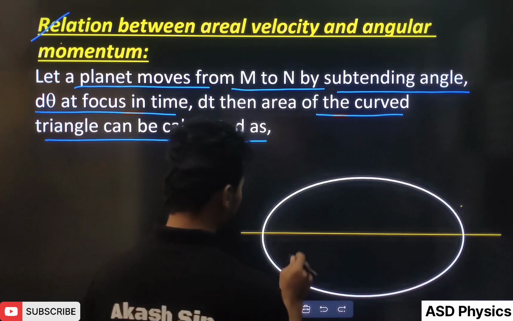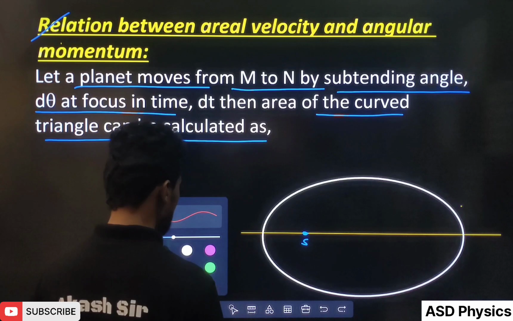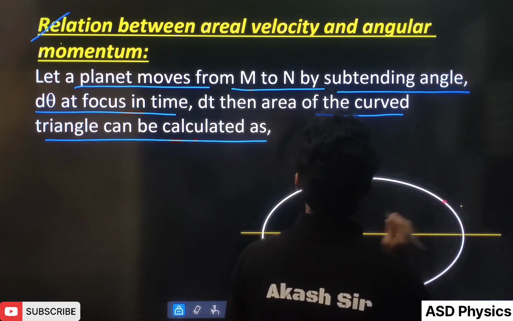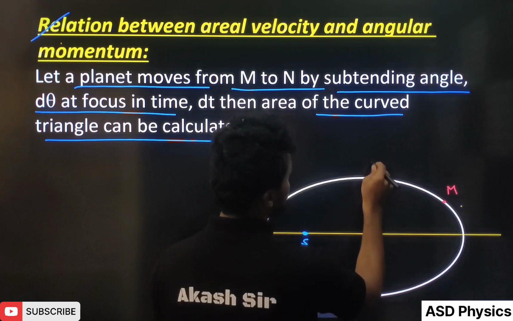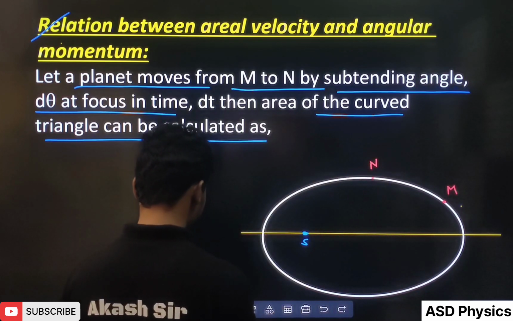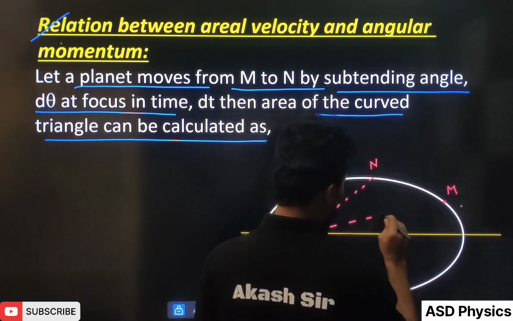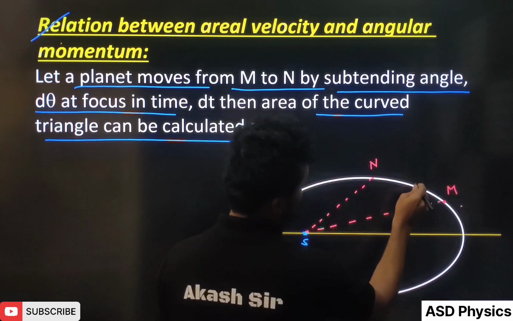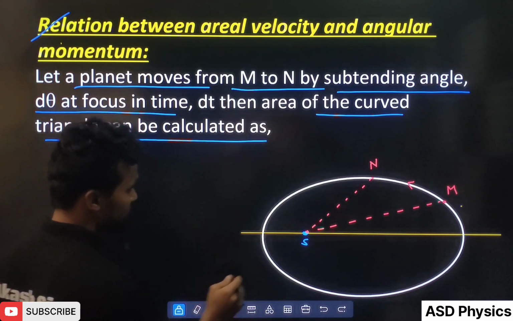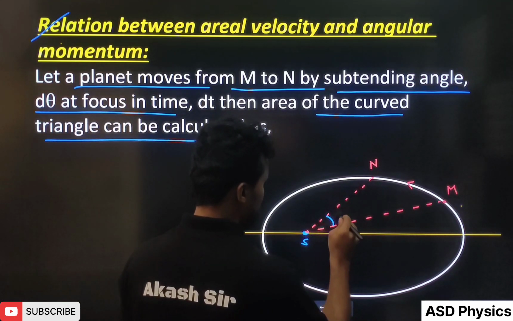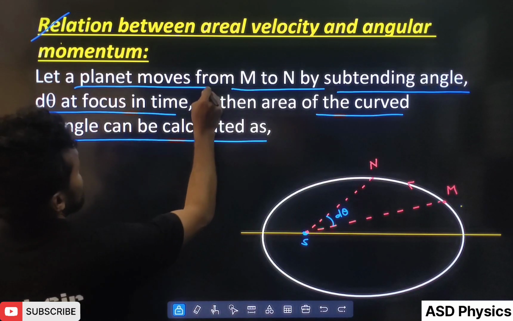As I have told you, here I have the sun, and the planet is there. Let me draw the planet. The planet is moving from M to N. So let's take this as M, and somewhere this as N. Let me take the distance here. The planet is moving from M to N. How much angle is it making? This angle is d theta, and the time taken is dt here.